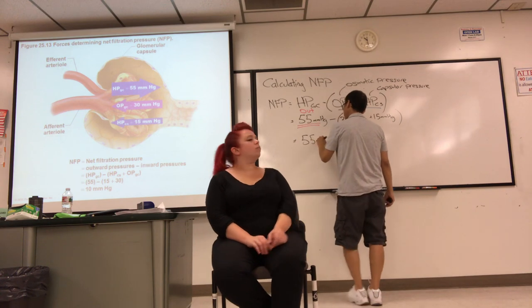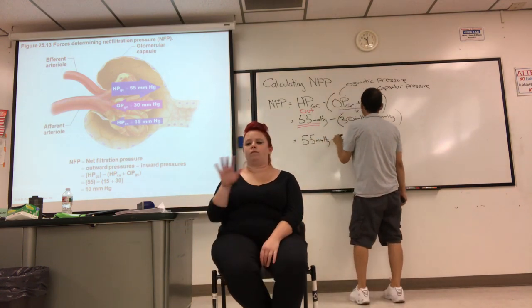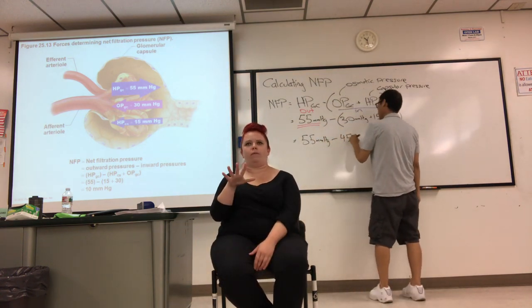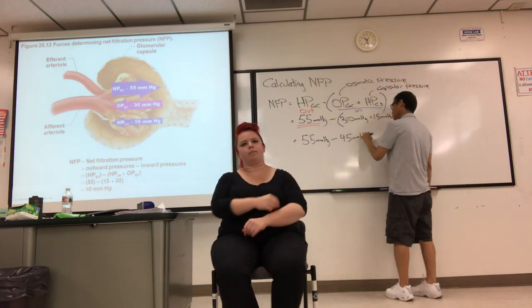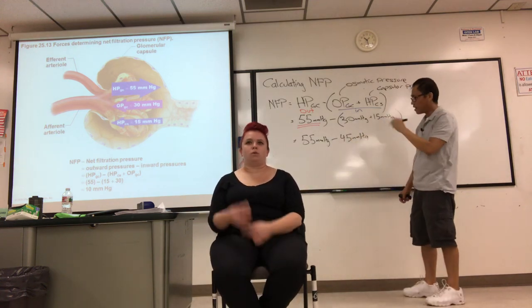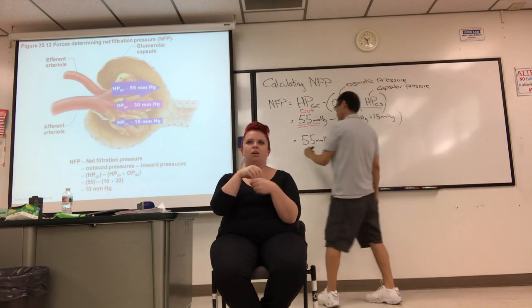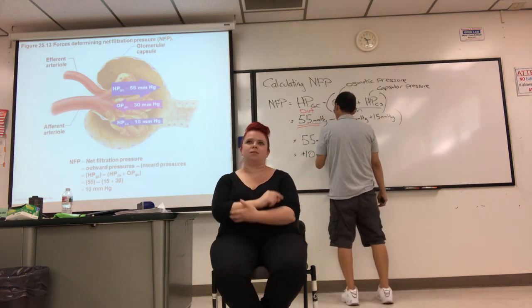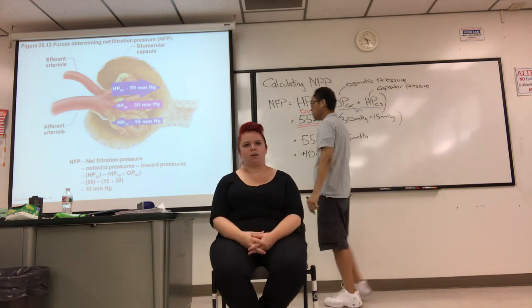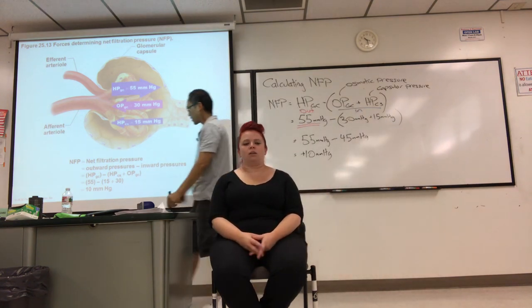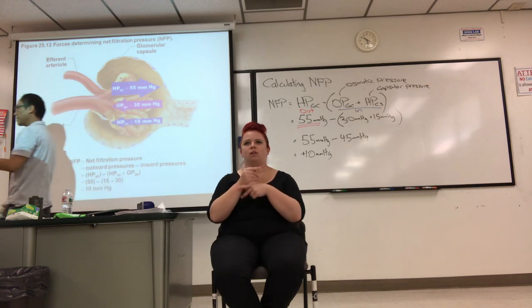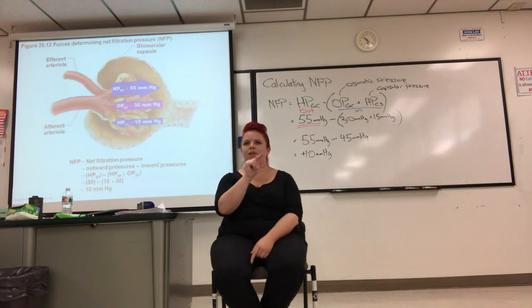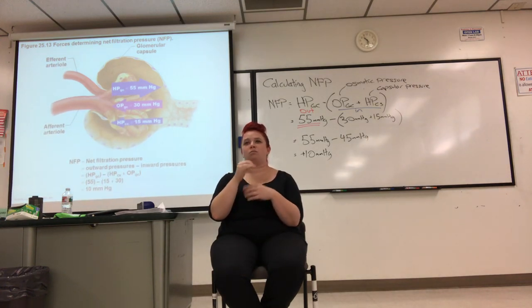So it's 55 minus 45. Out minus in, you have a net of 10, a plus 10. So that's what's calculated there. That's the NFP, the net plus 10. That's enough to get us enough renal clearance.